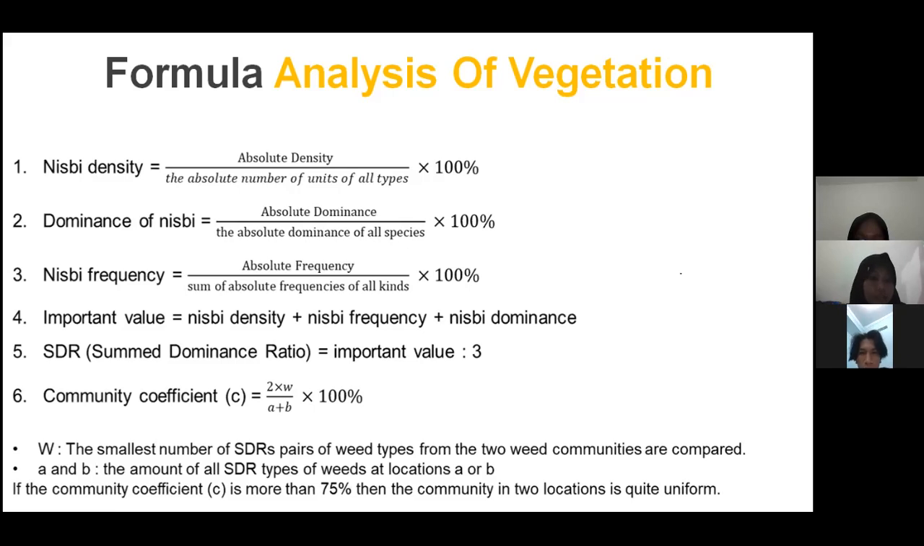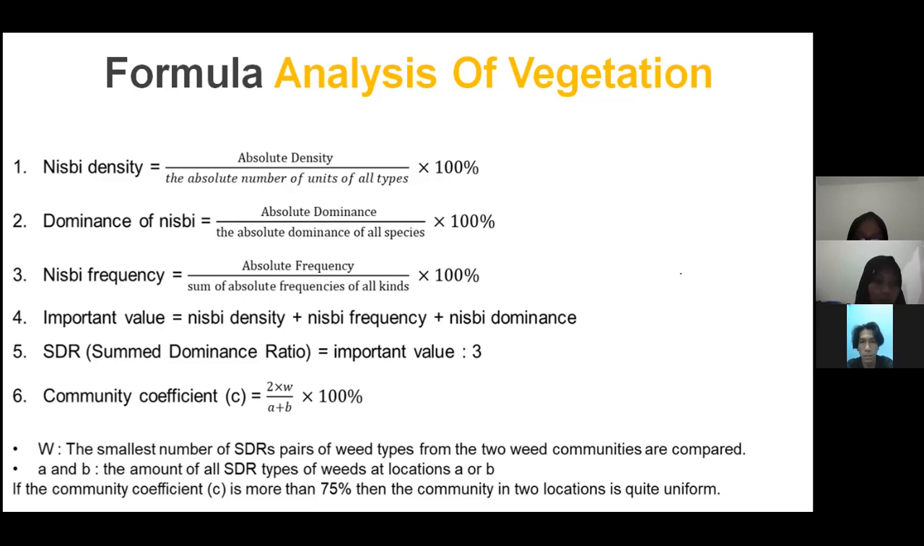The third is relative frequency. You can find it with absolute frequency divided by the sum of absolute frequencies of all kinds times 100%. And if you want to find important value, you can sum the relative density plus relative frequency plus relative dominance. And for SDR, or summed dominance ratio, you can find it with important value divided by 3.